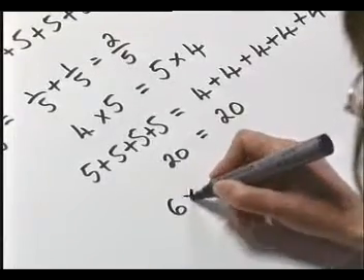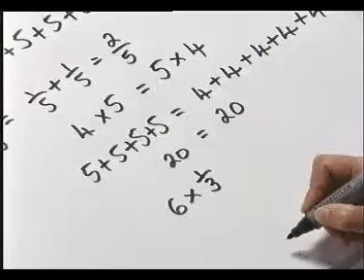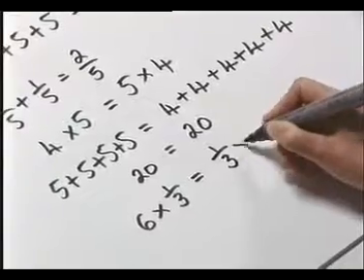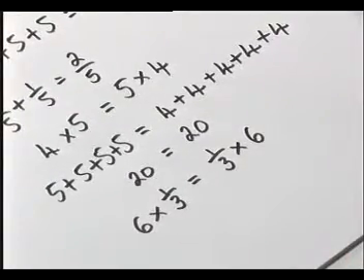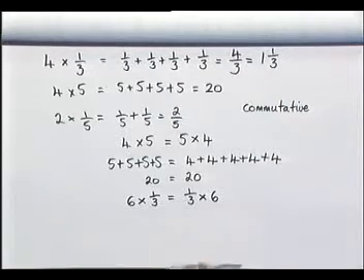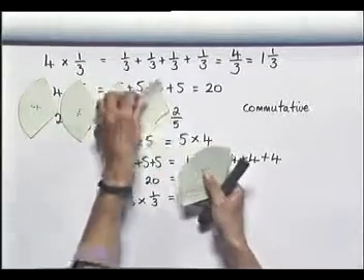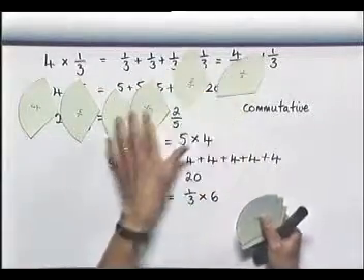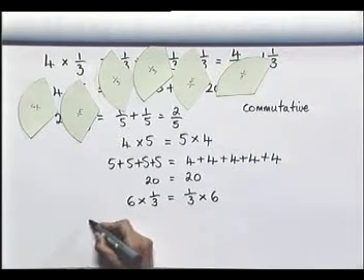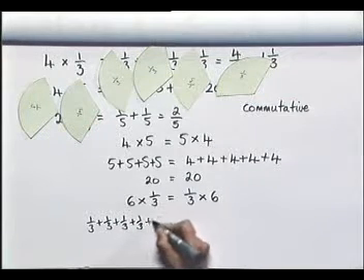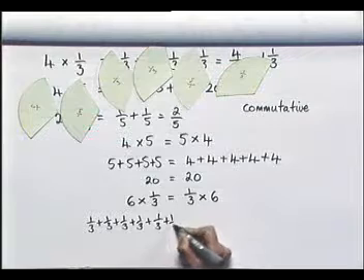Well, let's see what that means when we're looking at fractions. Let's say I have 6 times 1/3. Multiplication is commutative, so that says it should be the same as 1/3 times 6. Let's have a look what that means. 6 times 1/3. 1, 2, 3, 4, 5, 6. So there's our 1/3 plus 1/3 plus 1/3 plus 1/3 plus 1/3 plus 1/3.